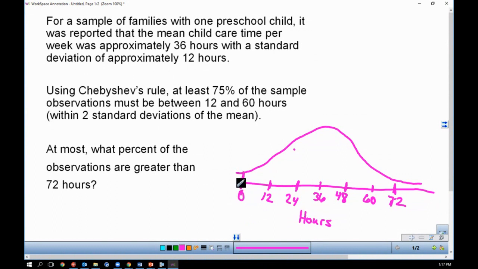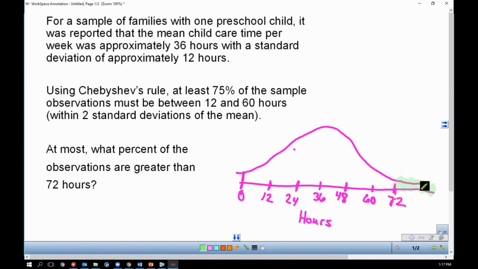How many standard deviations away is this 0? How many jumps did I go? 3. So what the question is asking is what percent this is up here.